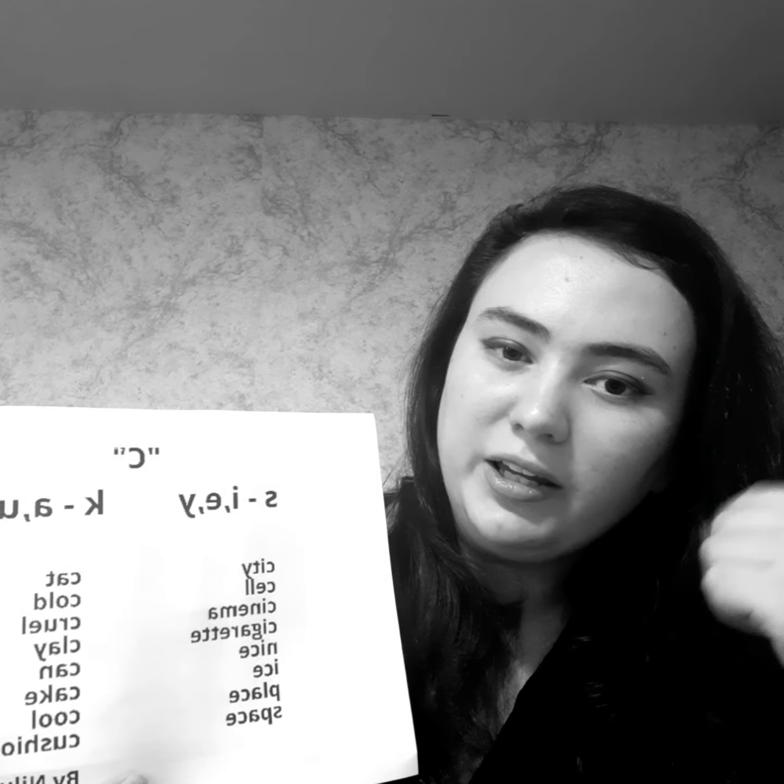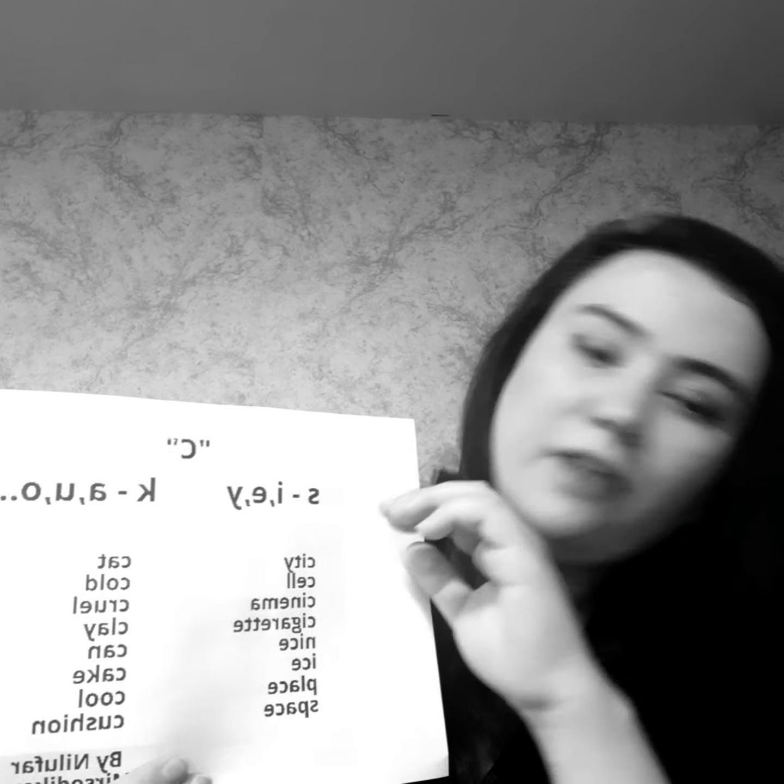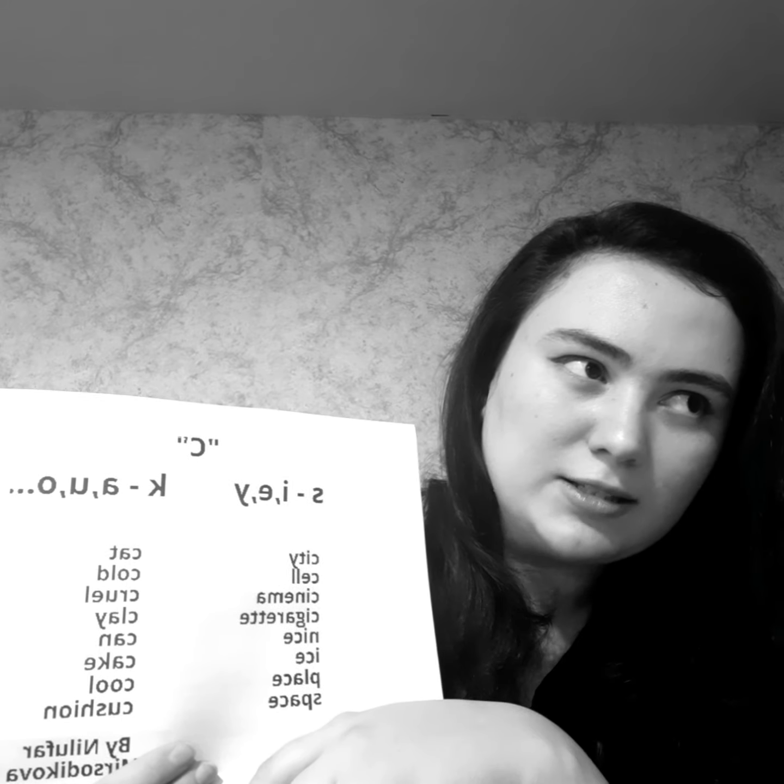Another rule is also very similar to this one. It's about letter C. So letter C after I, E, Y, we spell it as S. After any other letter, we spell it as K. So let's get started.